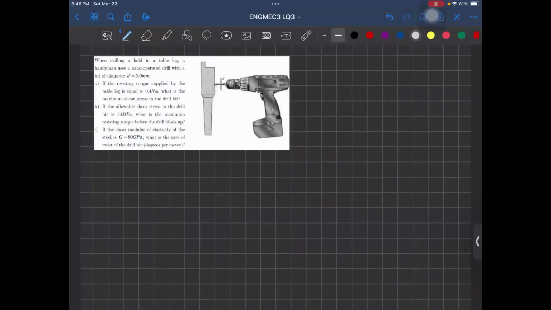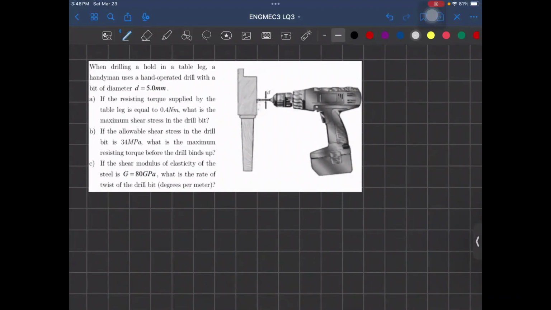So for our first question, when drilling a hole in a table leg, a handyman uses a hand-operated drill with a bit of diameter D equal to 5 millimeters. The first question under this problem: if the resisting torque supplied by the table leg is equal to 0.4 Newton meters, what is the maximum shear stress in the drill bit? So let me highlight what is needed.